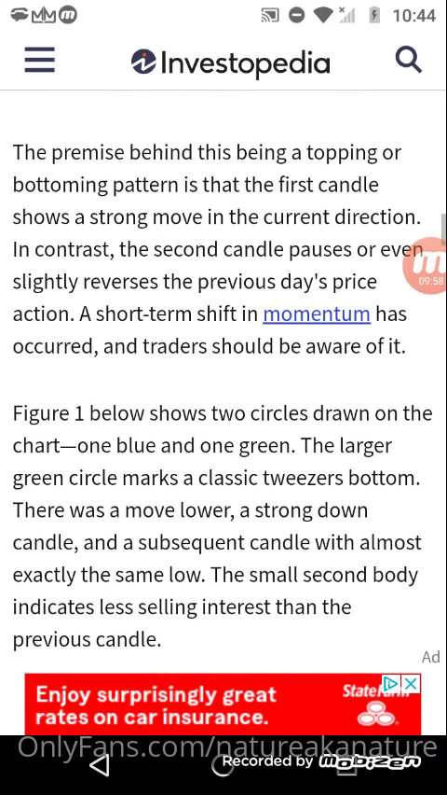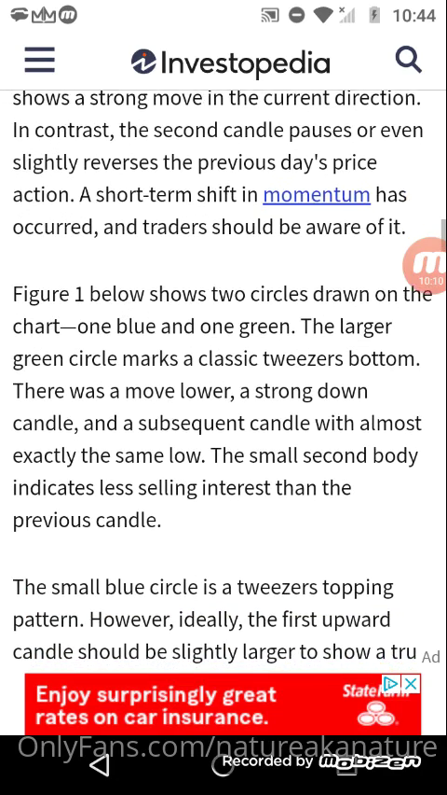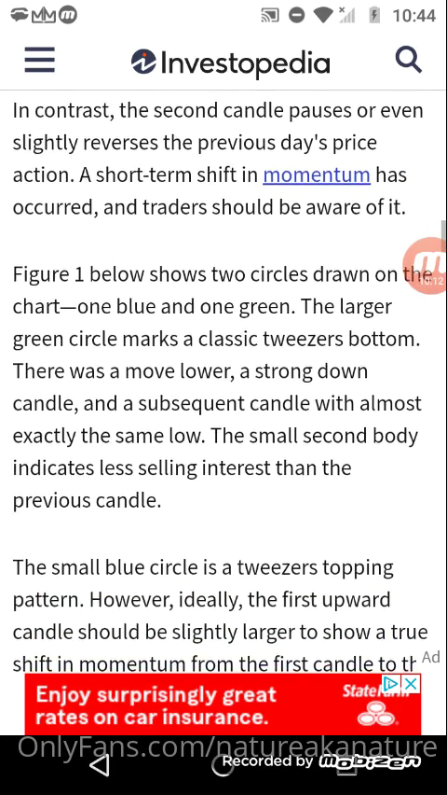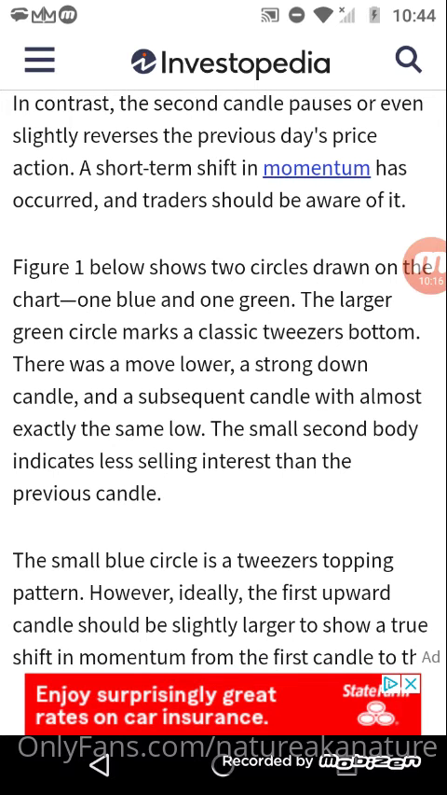The following shows two circles drawn on the chart, one blue and one green. The larger green circle marks a classic tweezer bottom. There was a move lower, a strong down candle, and almost exactly the same low. The small second body indicates less selling interest than the previous candle.